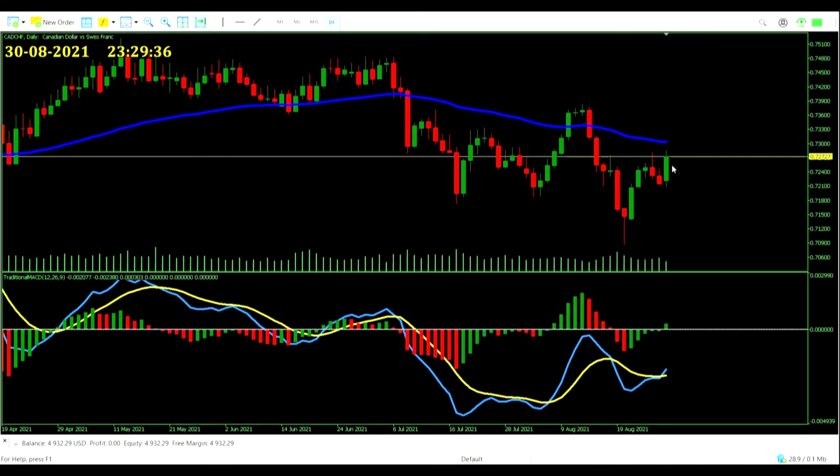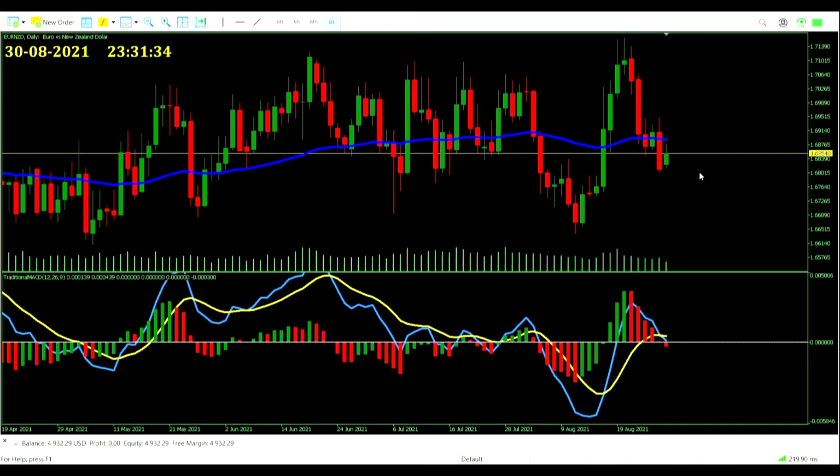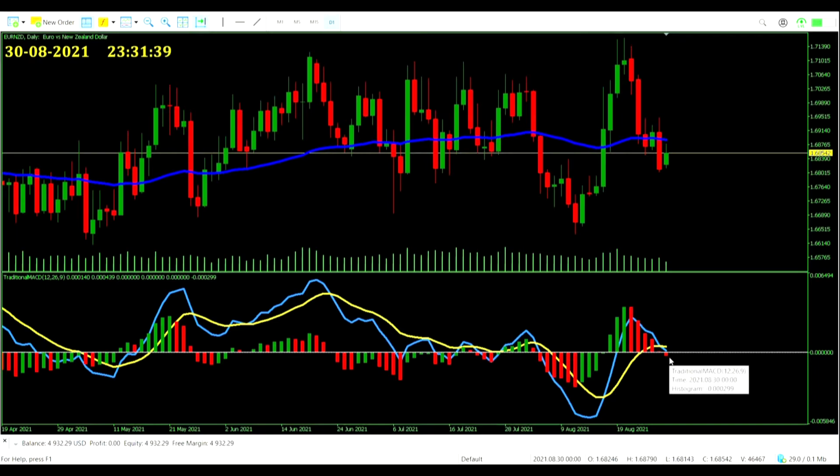However, price is still below the moving average, so it's got two candles to get above it over the next 2 days. If it does and closes above there, we will be in a buy trade. If not, locked out.